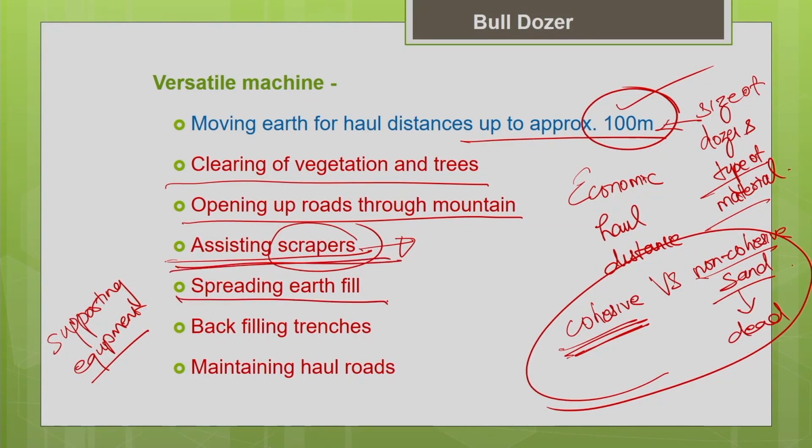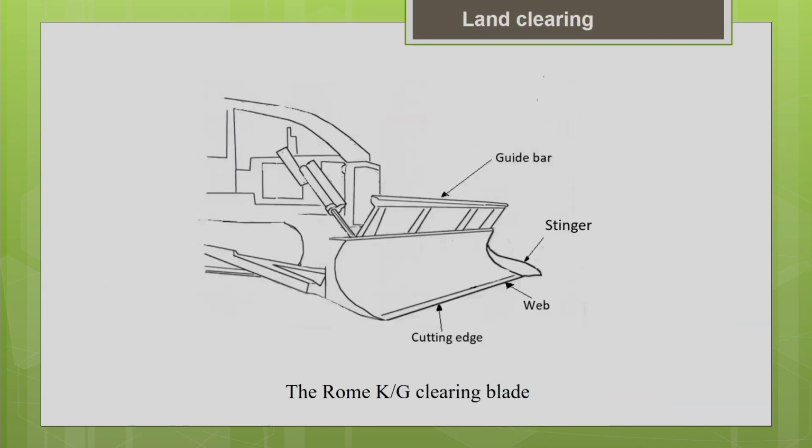Similarly, spreading. You can use the bulldozer for spreading the earth, for preparation of the subgrade for your road, for filling trenches, for backfilling trenches, and for maintaining haul roads. So it is used for different applications. That's why we call it a versatile machine. Let us see some examples.